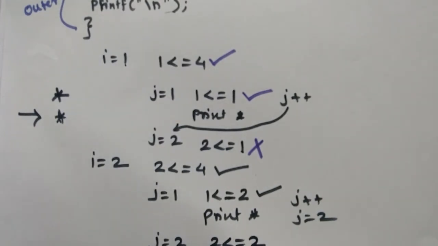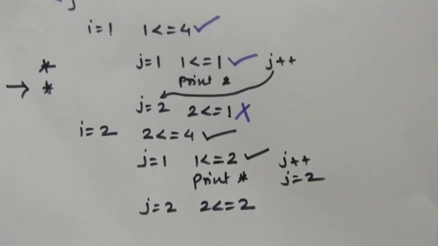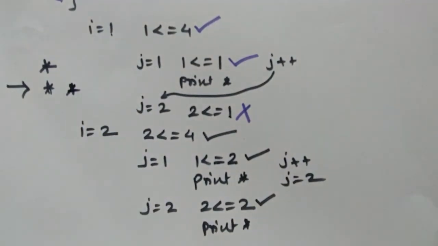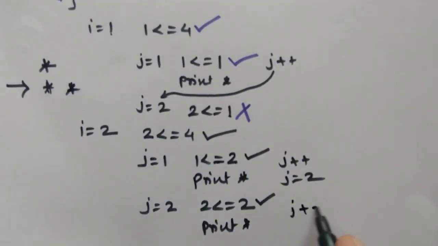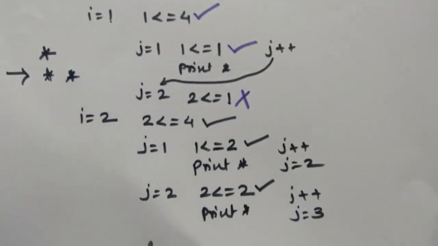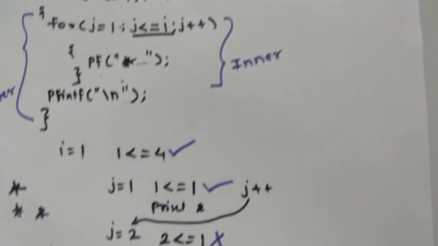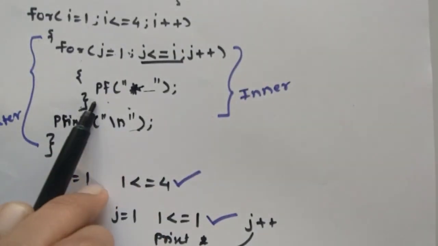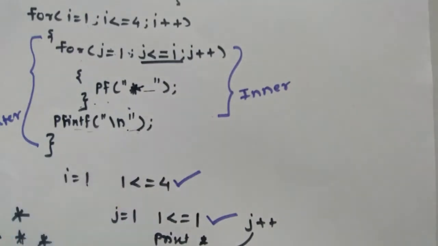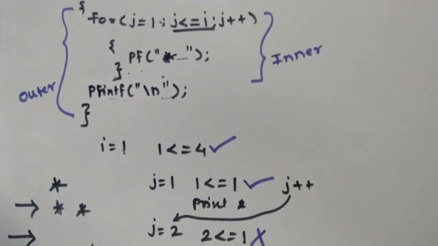Then again, j equals to 2. Check here: 2 is less than equals to 2 or not? Yes, it is also correct. So print again 1 star. Then j plus plus, so now j becomes 3. Then check for j equals to 3: 3 less than equals to 2? No, it's false. So jump out from this inner loop and print the \n. So now your pointer is on the next line.